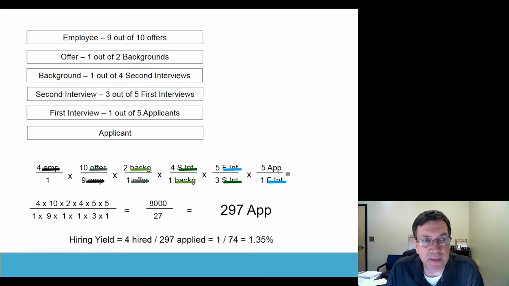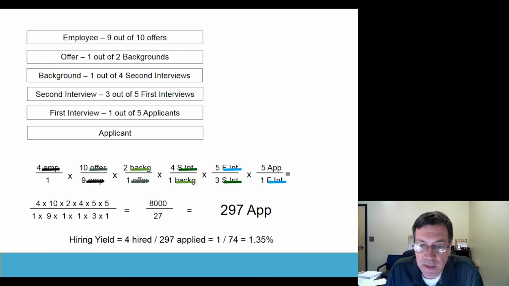The relationship of 9 to 10 and 1 to 2 and 1 to 4. 3 out of 5, 1 out of 5, 3 out of 5, and 1 out of 5. Crossing these things out, doing your math, you would know that the staffing yield for a particular relationship is given as 9 out of 10 or 3 out of 5.